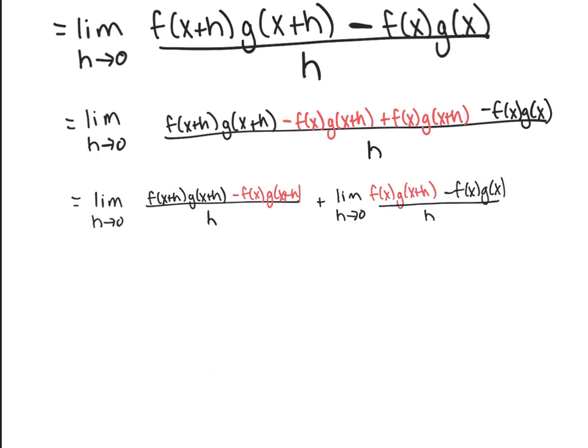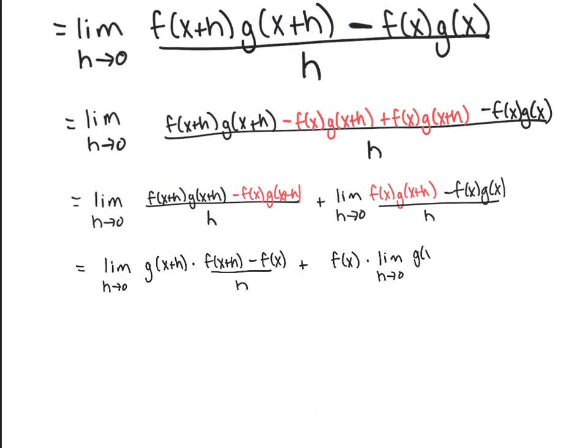Now within each of these two limits, there is a common factor. So I have a g of x plus h that shows up here, and I have an f of x that shows up here. So I'm going to go ahead and factor. So I'm taking this g of x plus h out, and then I have f at x plus h minus f of x all over h. And on the second limit, I'm factoring out an f of x, but I can actually take it out in front of the limit because it has no h's in it.